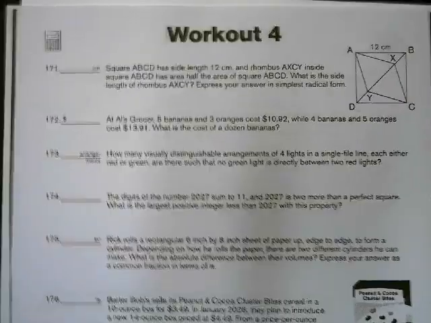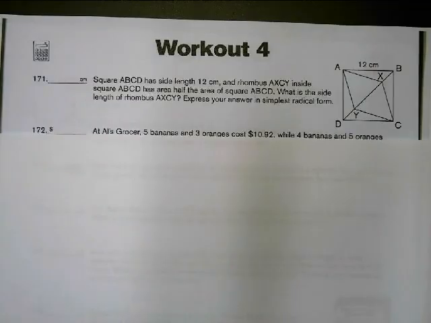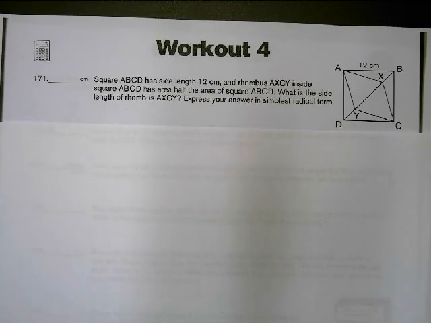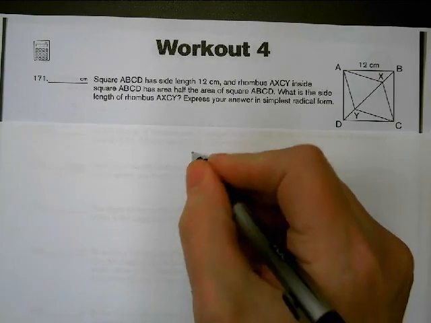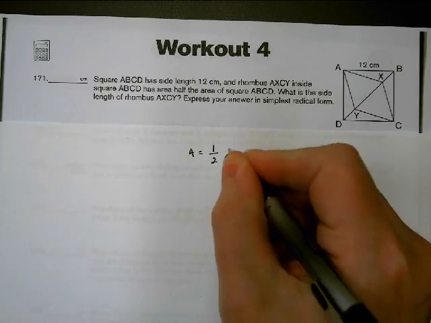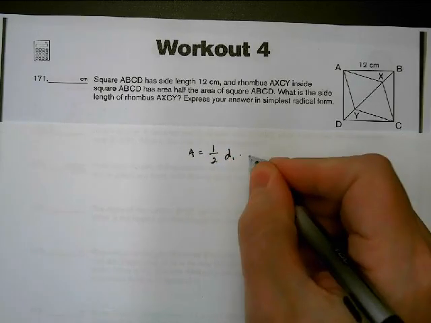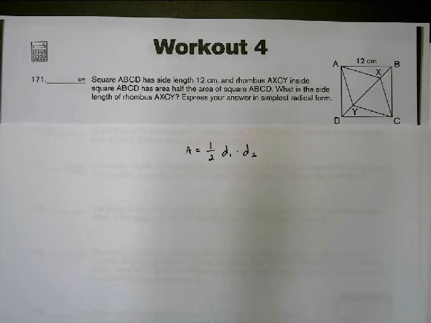A square is just a type of rhombus. So let me get a piece of paper here. Okay, so first thing that I know for this problem is that the area of the rhombus is 1/2 of diagonal 1 times diagonal 2. And it says that the area of the rhombus is half the area of the square.